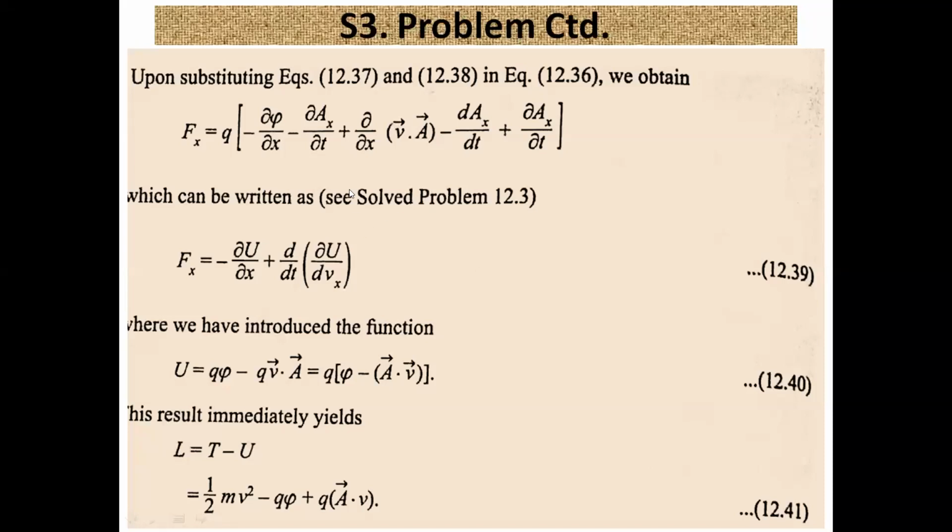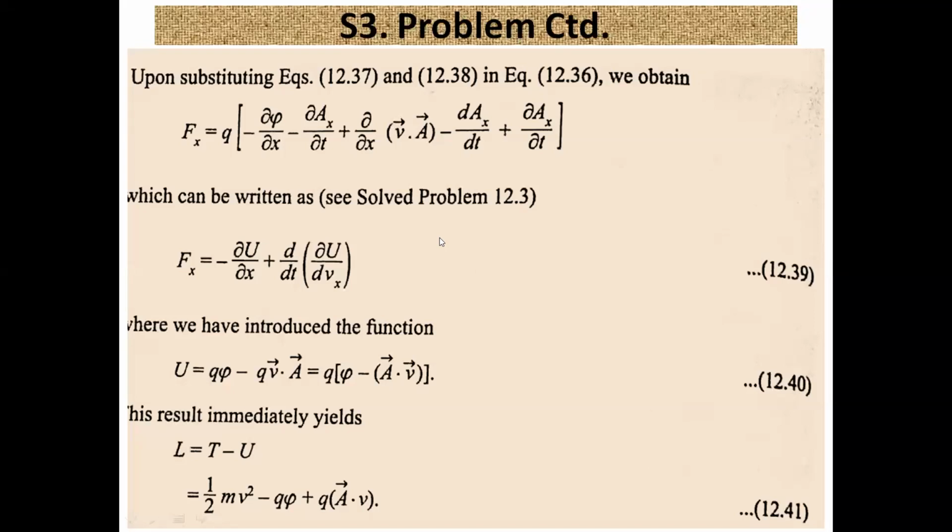Q phi is a scalar function, and q times v dot a, the dot product of v and a, will definitely also be a scalar. So our effective scalar potential u becomes q times phi minus a dot v, and our task was to get the Lagrangian. So the Lagrangian of a particle is kinetic energy minus potential energy.